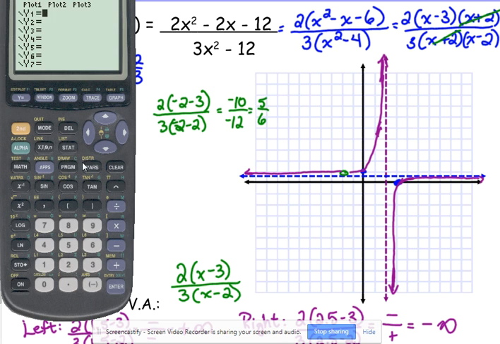Okay, now let's talk about that for a second. I mentioned this several times, but make sure that you put parentheses around the entire numerator divided by parentheses around the entire denominator. You got to make sure those parentheses are in there, or it's not going to give you the correct graph. All right, so again, several things I don't like about the graphing calculator.